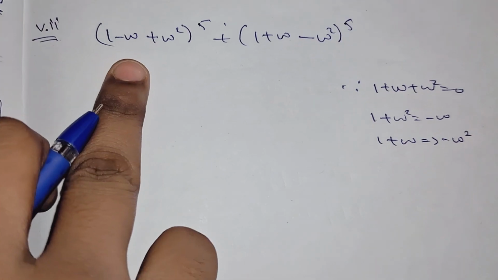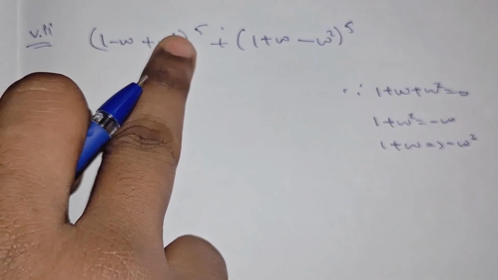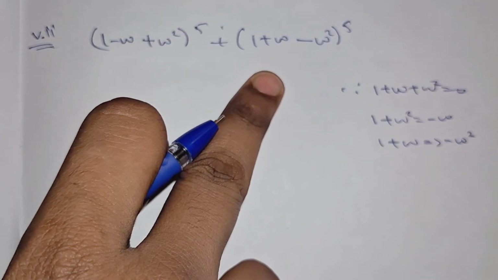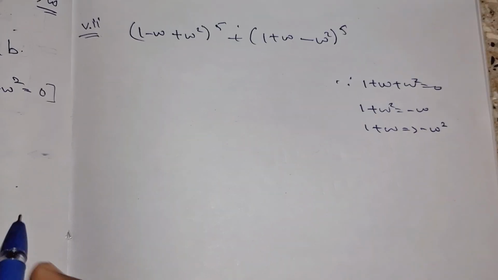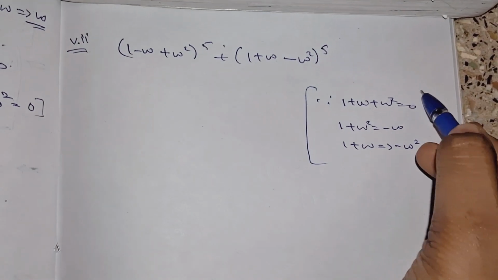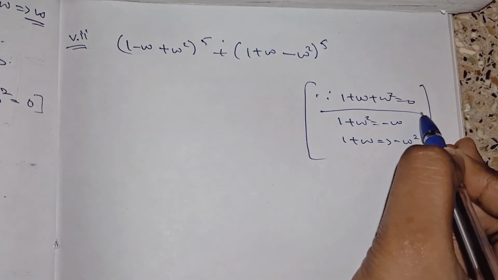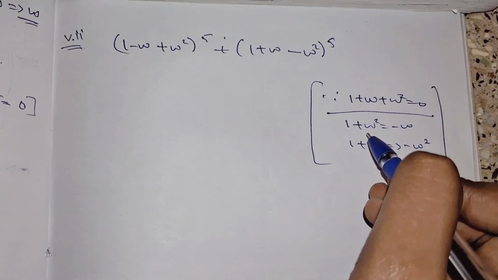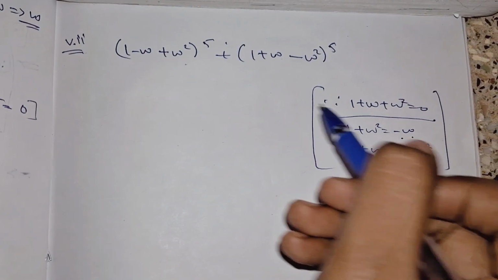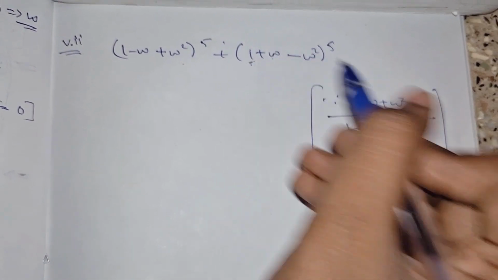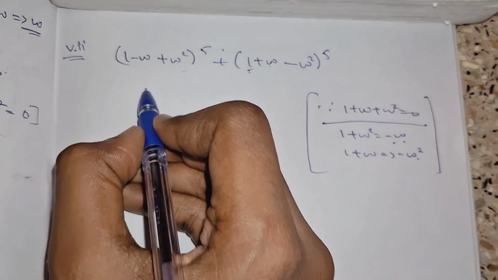Now the next question: 1 minus omega plus omega square to the power 5 plus 1 plus omega minus omega square to the power 5. We have to solve this. So for this, first we'll again consider the condition that 1 plus omega plus omega square is equal to 0. From that, 1 plus omega square can be substituted as minus omega, and in a similar way 1 plus omega can be substituted as minus omega square.